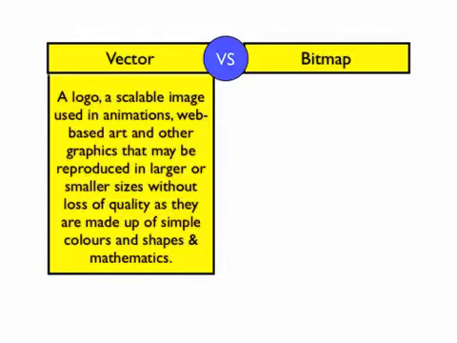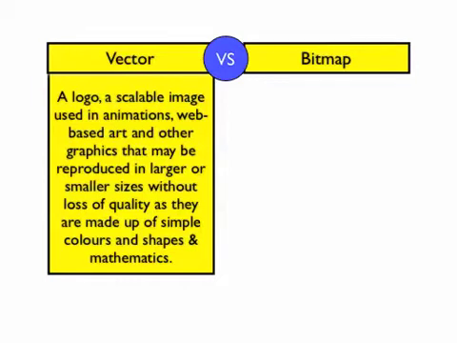Well, for starters, vector, usually things like a logo, that would be a good example. A scalable image used in animations, web-based art and other graphics that may be reproduced in larger or smaller sizes without any loss to the quality, as they're made up of usually very simple plain colours and simple shapes. And the reason they can be rescaled larger or smaller is because the image is made up of mathematics. Okay, it's the numbers involved rather than any particular form, part or pixel.